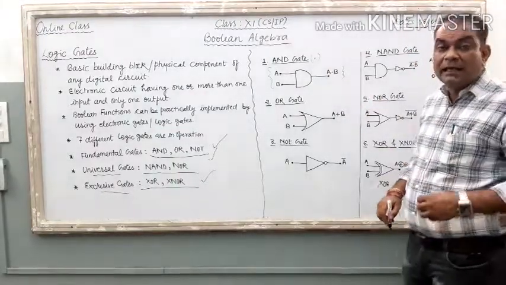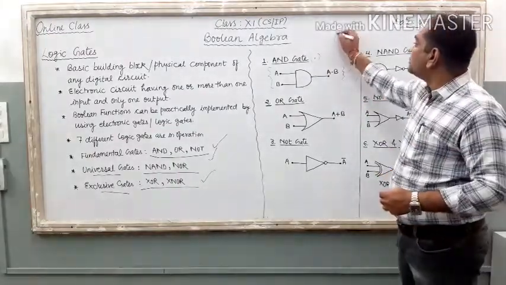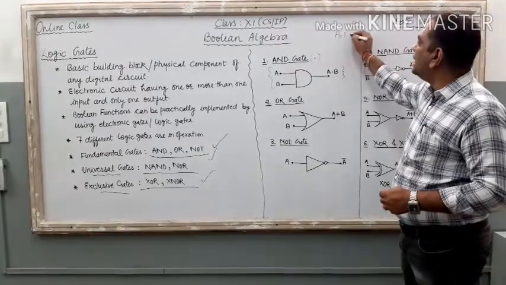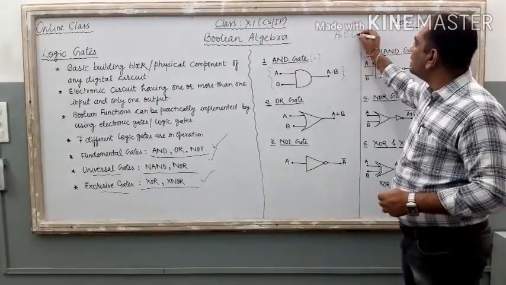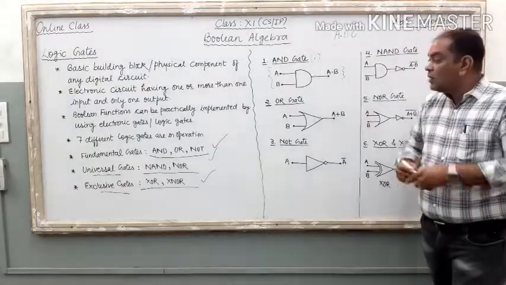If 3 inputs are there, what will be the output? If 3 inputs are there, then the output is A dot B dot C. Clear? Now come to the OR gate.